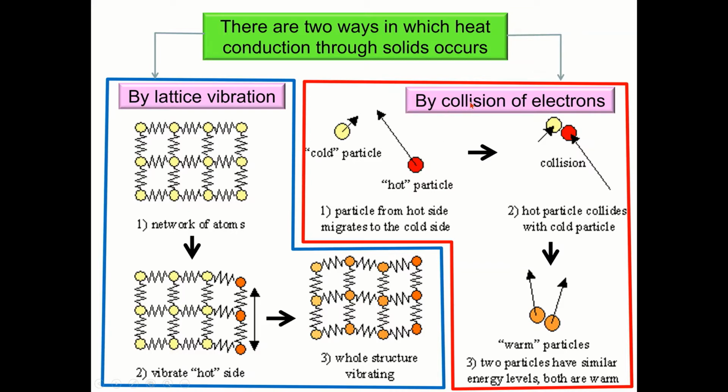The second method is by collision of electrons. So first, the particles or electrons from the hot side migrate to the cold side. Then they collide with each other. So the heat is transferred to the next particles. Now the two particles have similar energy levels and both are warm, and they move again to the other area, and the collision happens again.